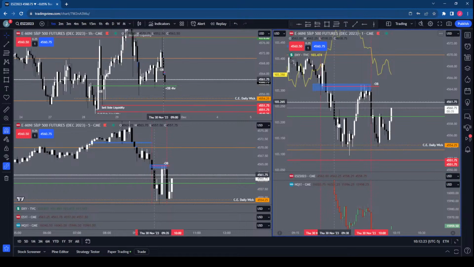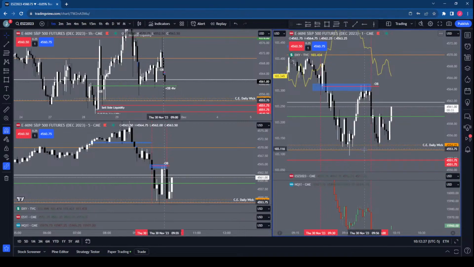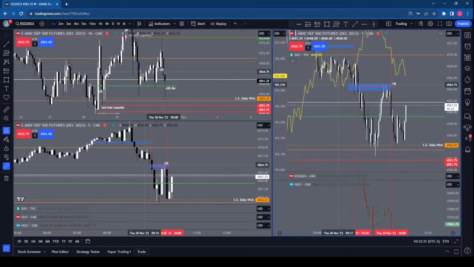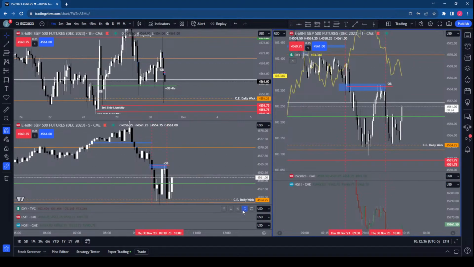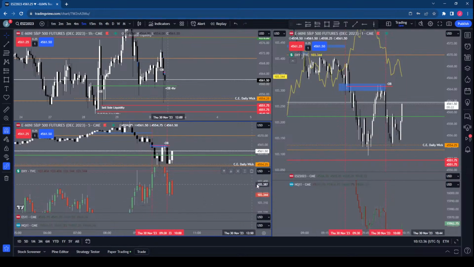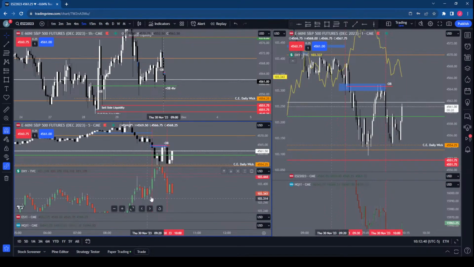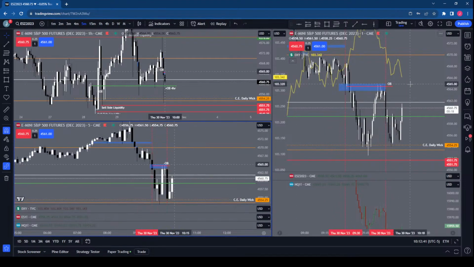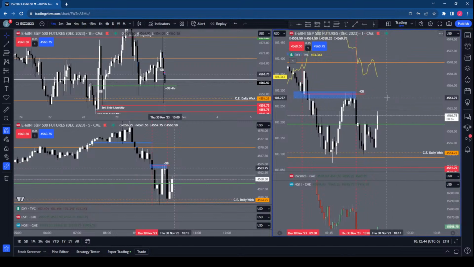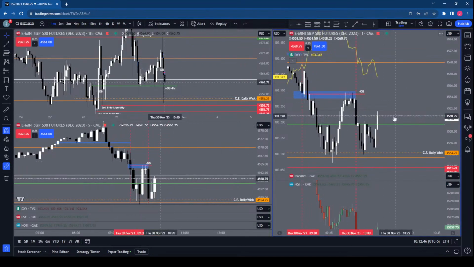We made this low at a very significant level. We came back down, retested it. We have the dollar coming back down, making a 5-minute shift in structure on the dollar. So we'll be taking these lows. Yeah, I think that would be a decent setup.